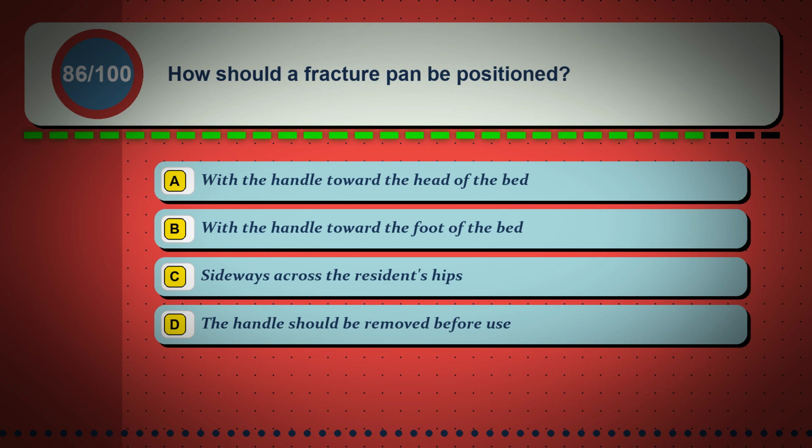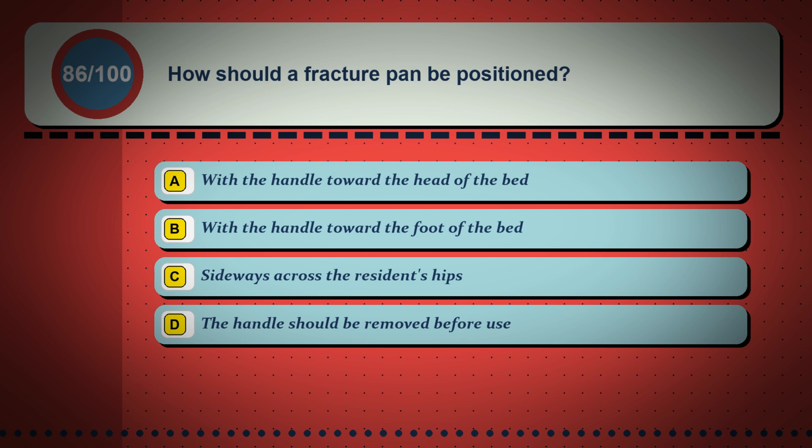Question 86. How should a fracture pan be positioned? Option A. With the handle toward the head of the bed. Option B. With the handle toward the foot of the bed. Option C. Sideways across the resident's hips. Option D. The handle should be removed before use.